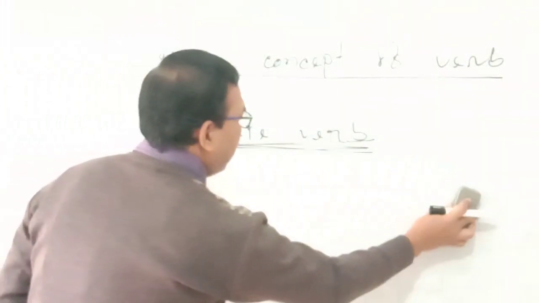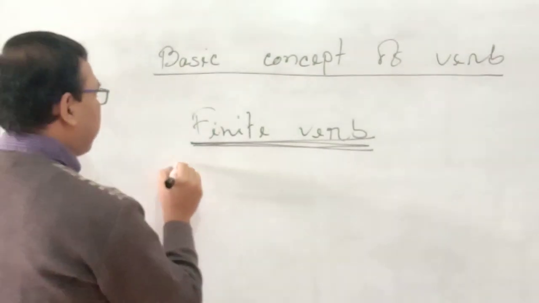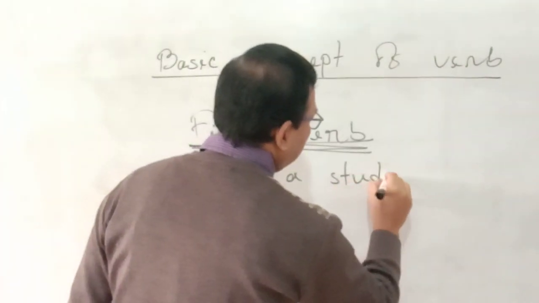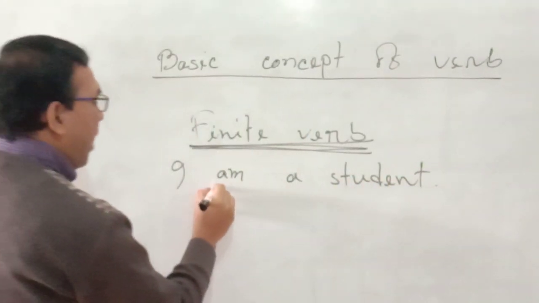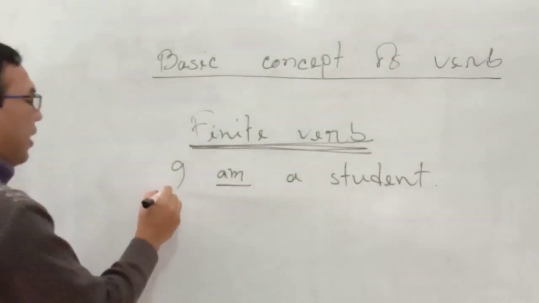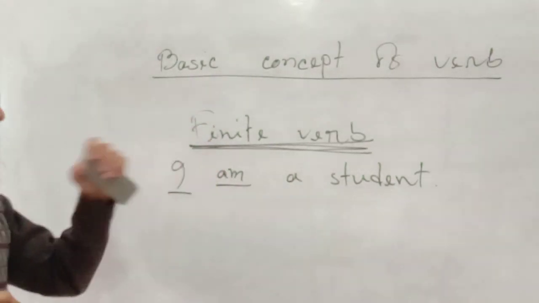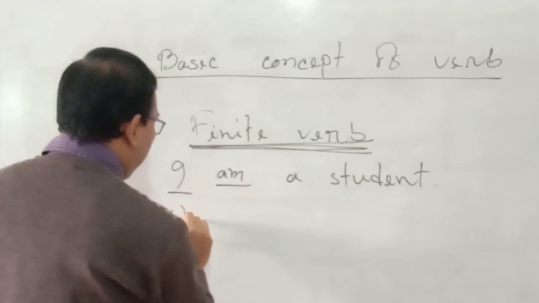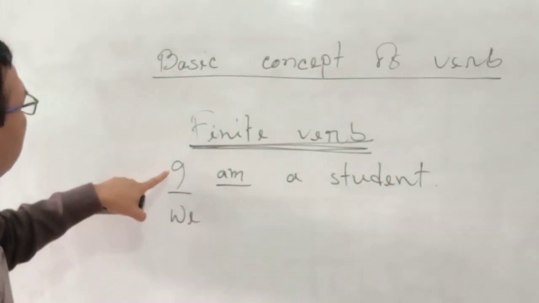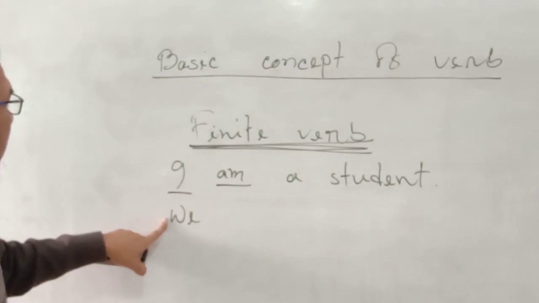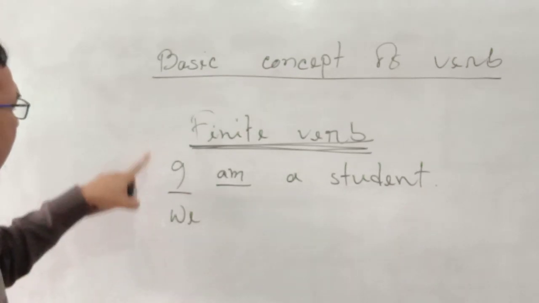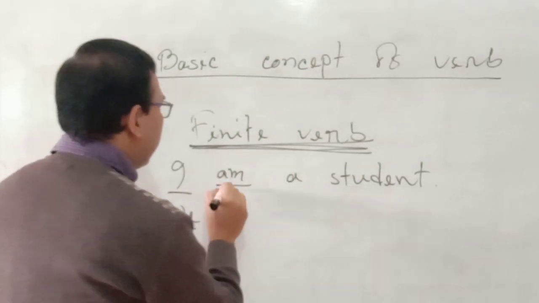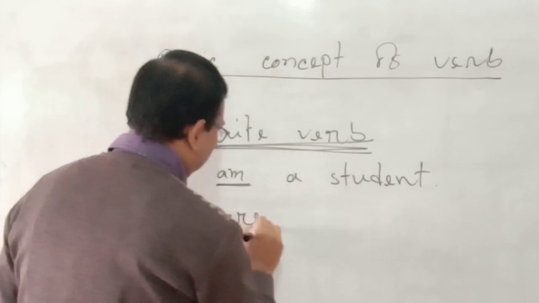First, I am giving some examples of finite verbs. I am a student. Here, am is the finite verb. And if we just change the subject, the verb will change. If I change I into we, that is, I is first person singular number, we is first person plural number. The number has been changed. And if we change I into we, the verb changes from am to are.